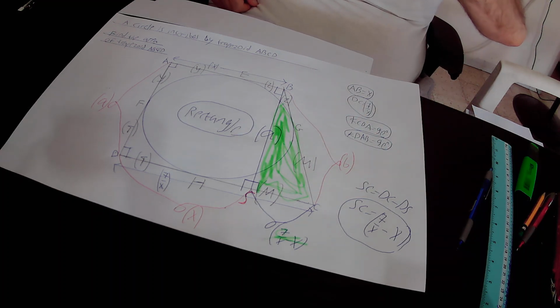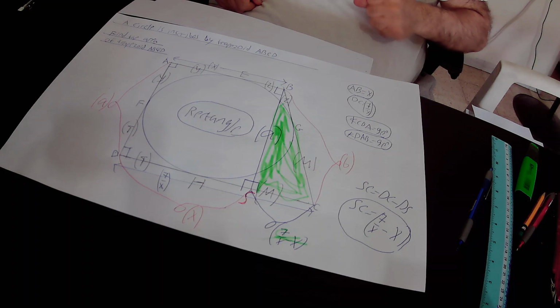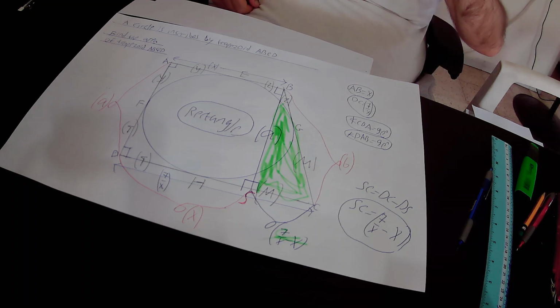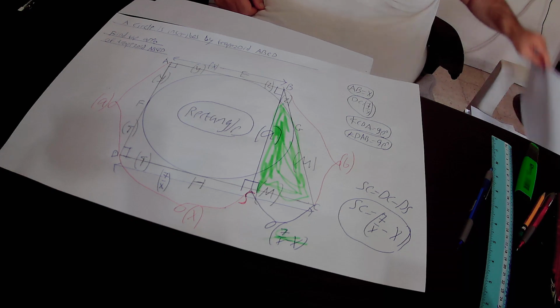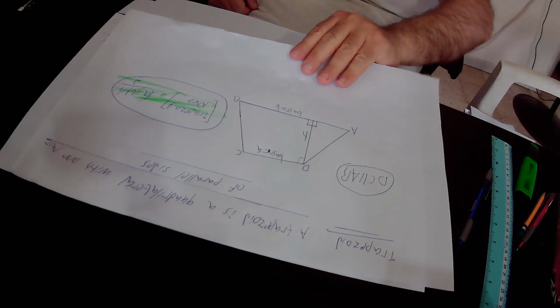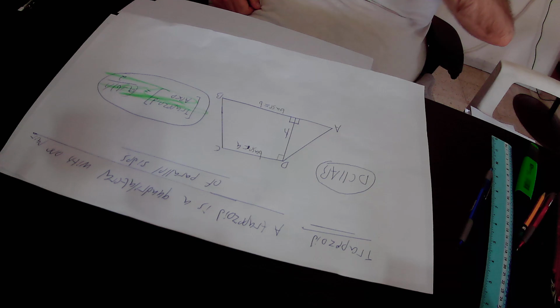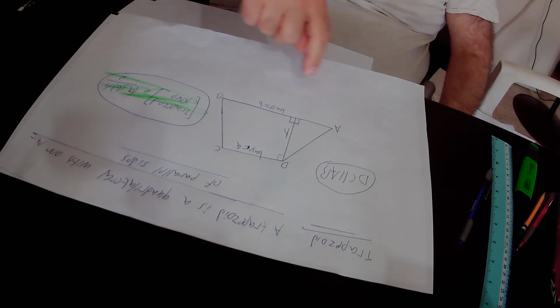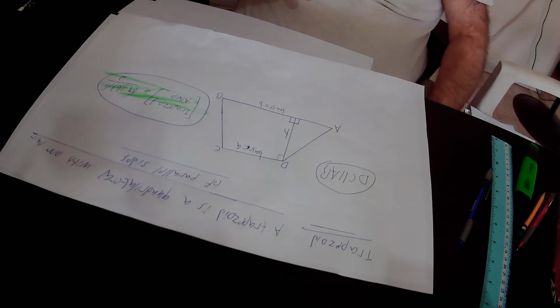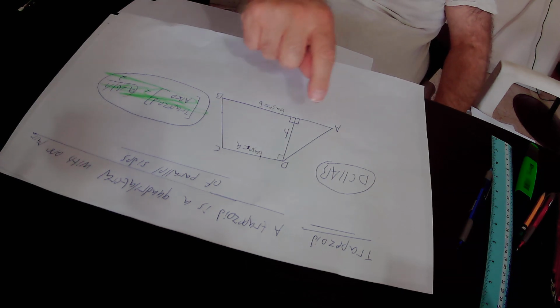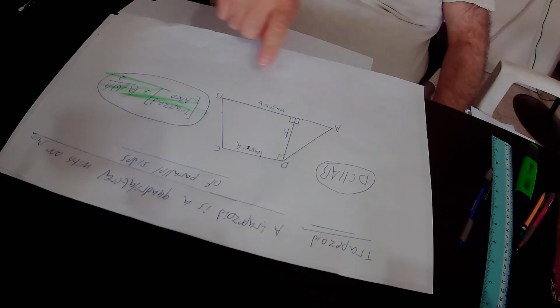First of all, what is a trapezoid? A trapezoid is a quadrilateral with one pair of parallel sides. Repeat again, a trapezoid is a quadrilateral with one pair of parallel sides. So here, this is trapezoid ABCD, and side DC is parallel to the opposite side AB.